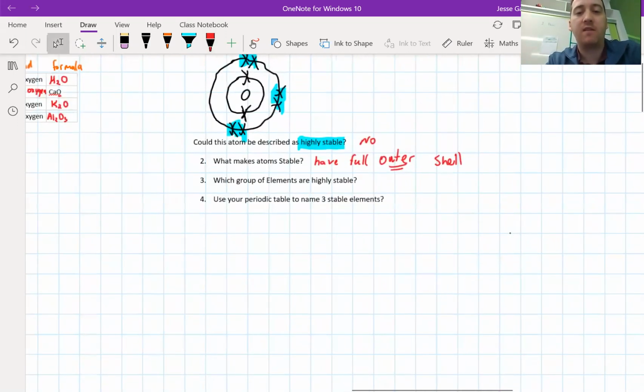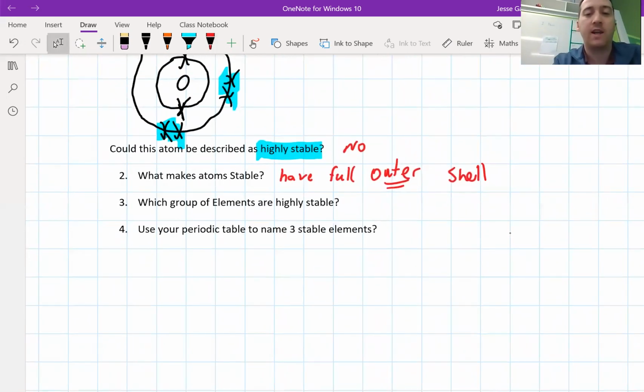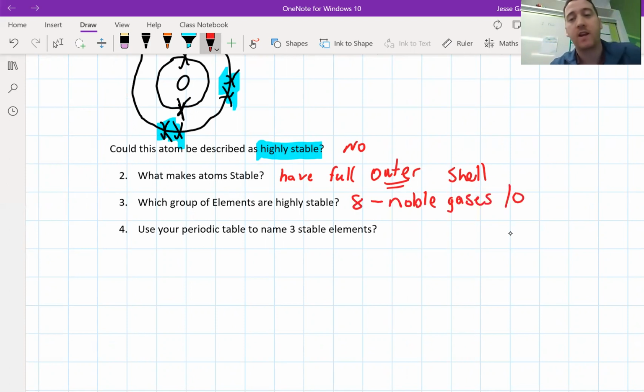They're stable if they have a full outer shell. Again, I'm only telling you what you should have. That's not a full sentence. You should have a full sentence written. Which group of elements are highly stable? This is group 8, or what we call the noble gases. You could have also said group 0. That's technically correct as well.